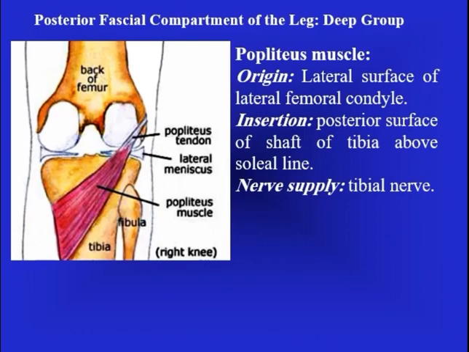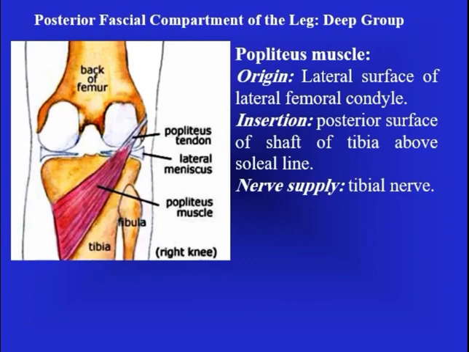The deep group of the posterior compartment. We start with the popliteus muscle. The popliteus muscle arises from the lateral surface of the lateral femoral condyle and is inserted into the posterior surface of the shaft of the tibia above the soleal line, supplied by the tibial nerve.